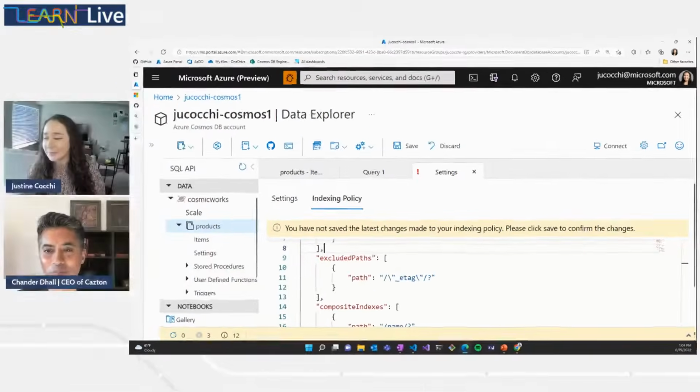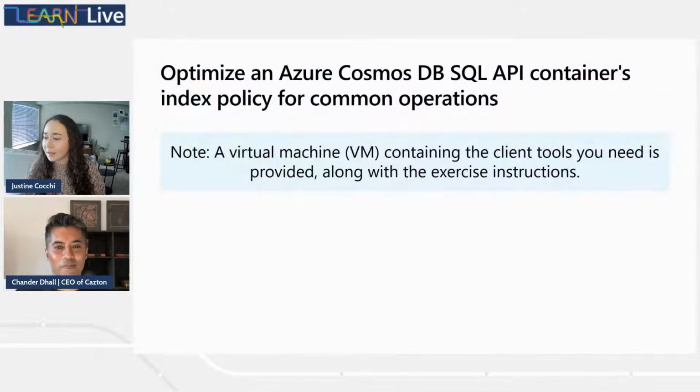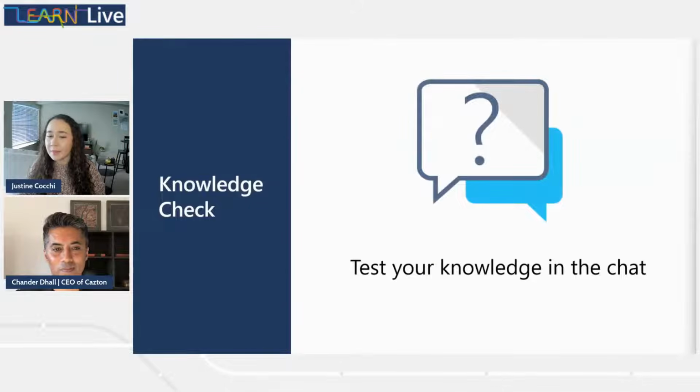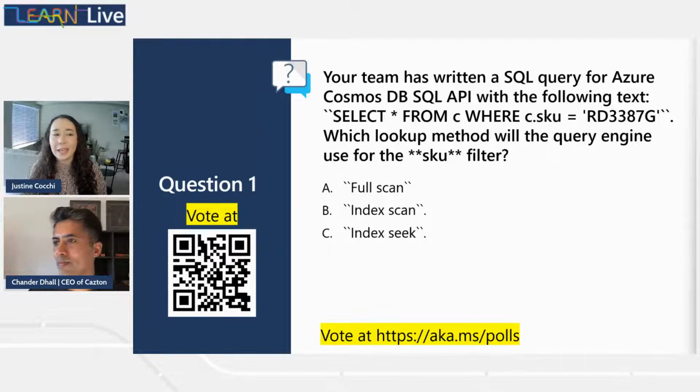Yeah, cool. So let's hop back over to our slides now, and we will continue with a knowledge check. We covered a lot of stuff today. Let's go ahead and check our knowledge, and you can actually test your knowledge in the chat. So we're going to show the first question here, and you can vote yourself at aka.ms/polls. And we have a QR code here to make it super easy for you to find if you want to take this question.